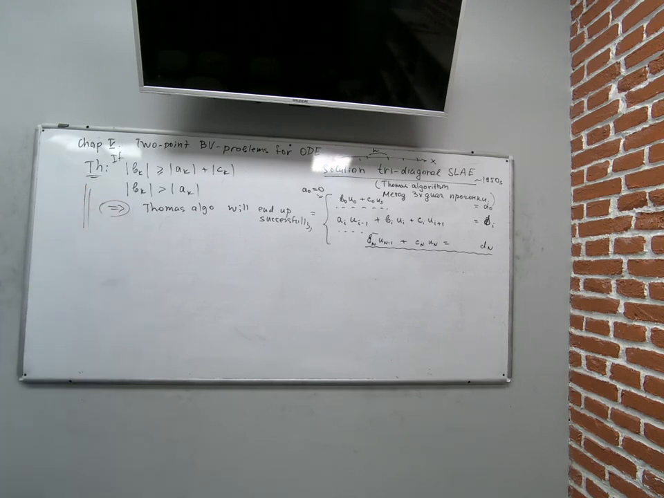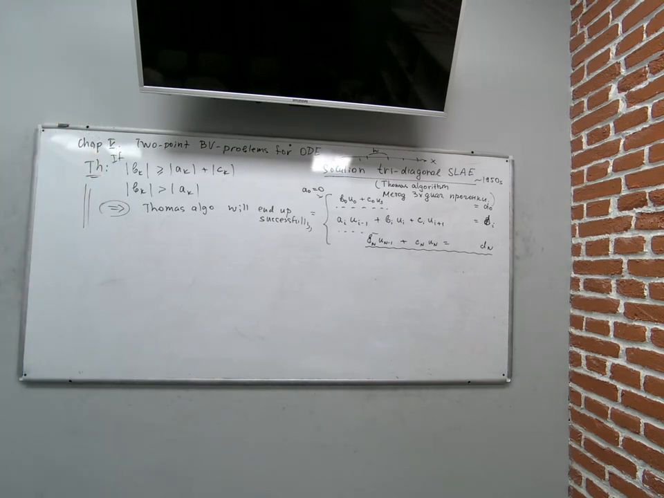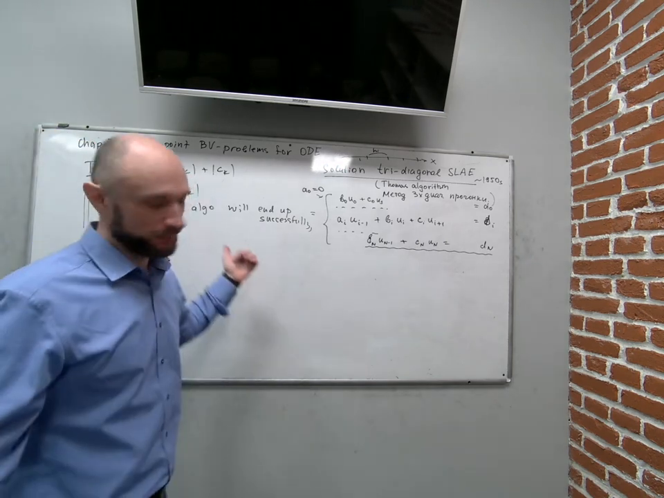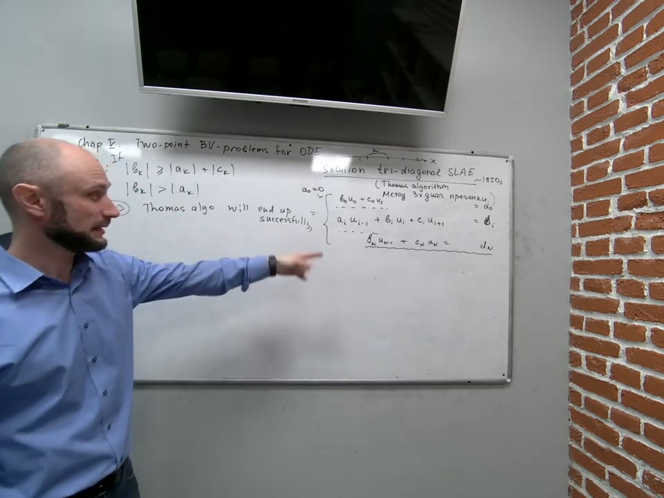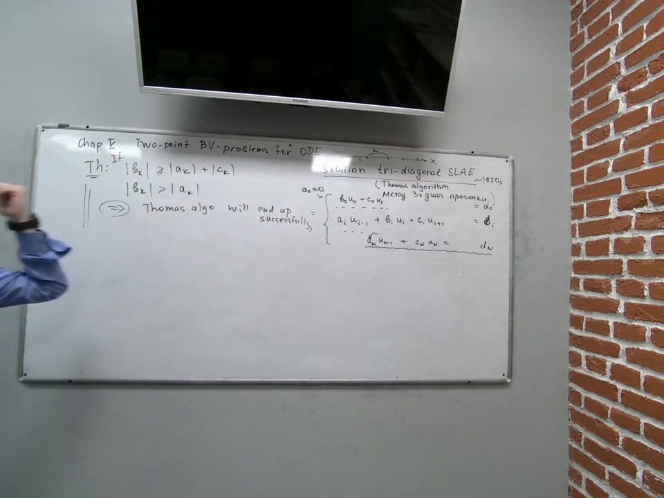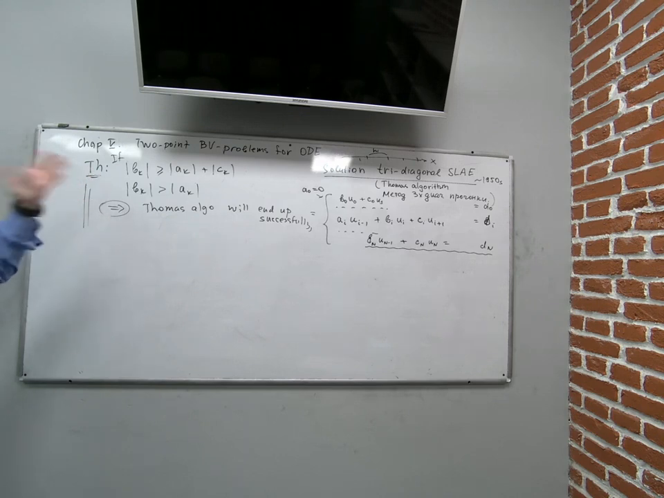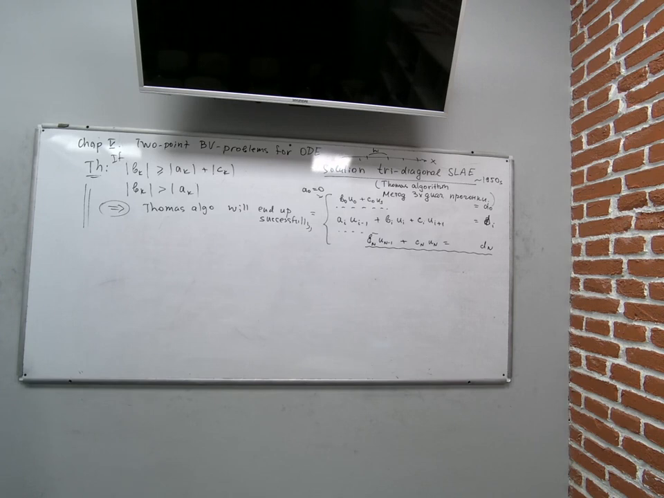I will not prove it. If you're interested, you can find this proof in any reasonable book on numerical methods. But we have to check, before applying this algorithm, that in every row this condition is satisfied. This theorem doesn't say that it's not possible to solve such a system where the diagonal coefficient does not satisfy this condition. It's possible. It only says that the Thomas algorithm will not be able to solve it.